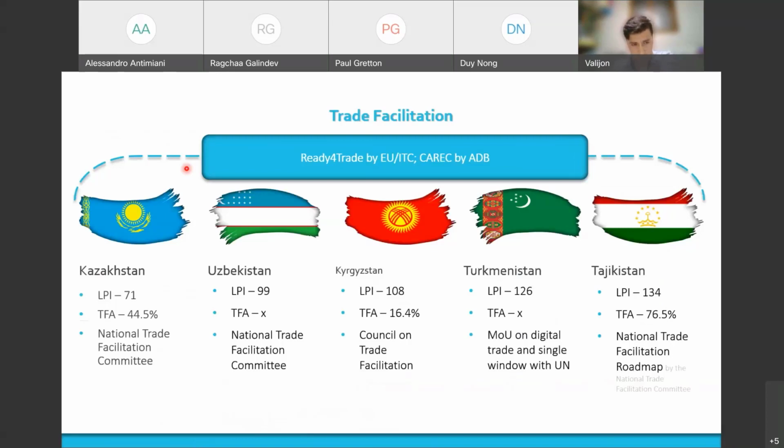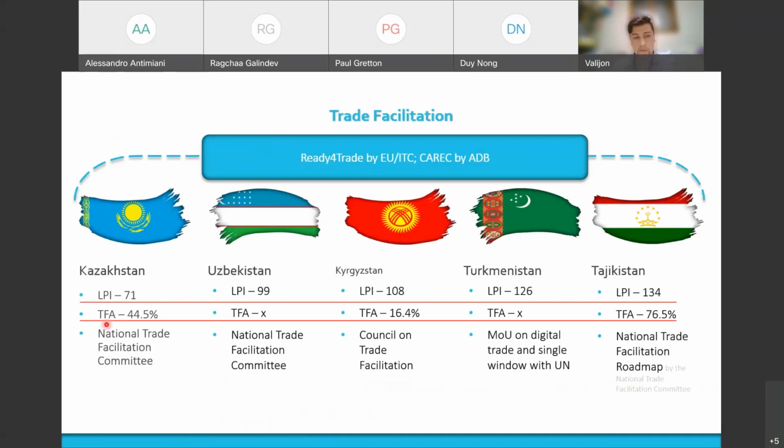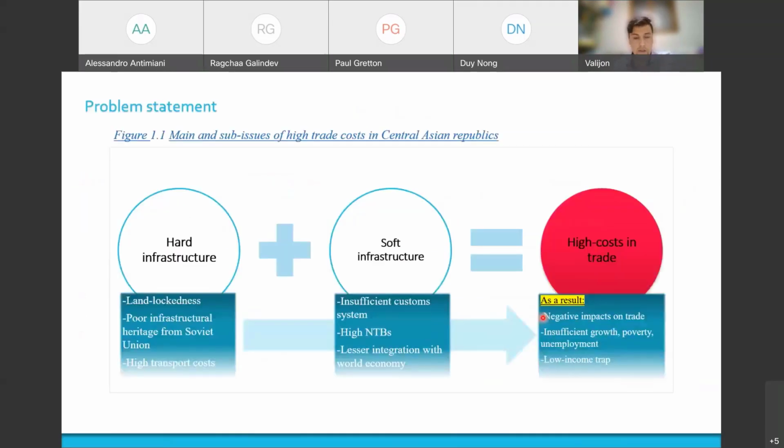And you can also see here, if you look at the trade facilitation agreement of the WTO, some countries have finished their commitments by almost 50%, but Uzbekistan and Turkmenistan again, which are the second and third largest economies in Central Asia, because they are not members of the WTO, did nothing about trade facilitation, at least on paper.